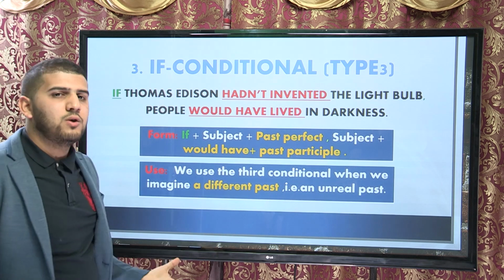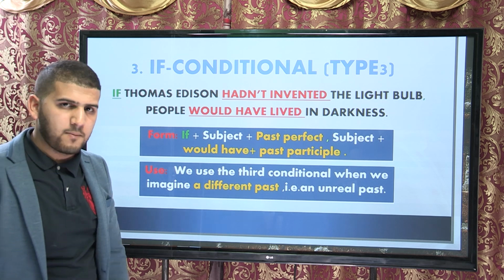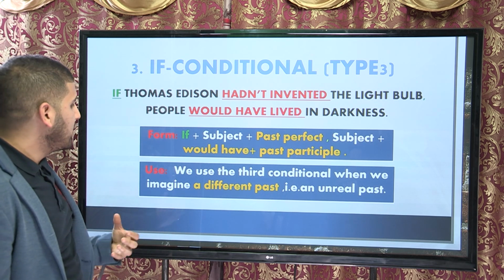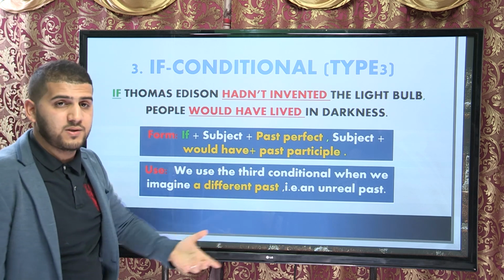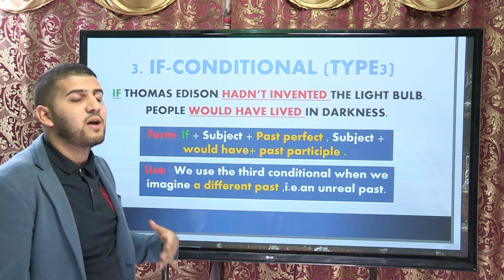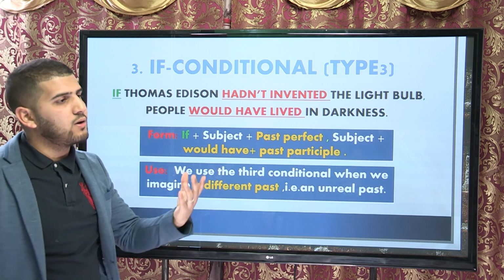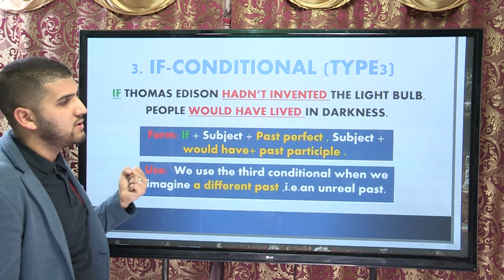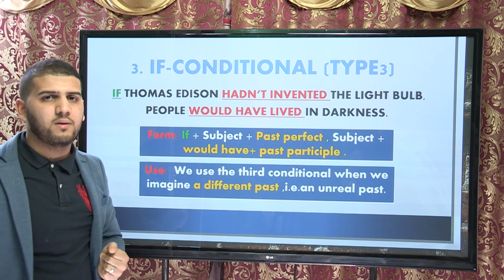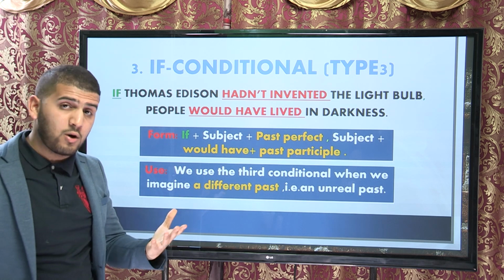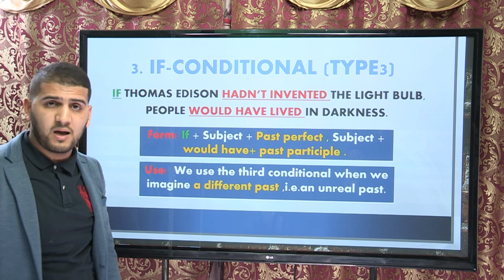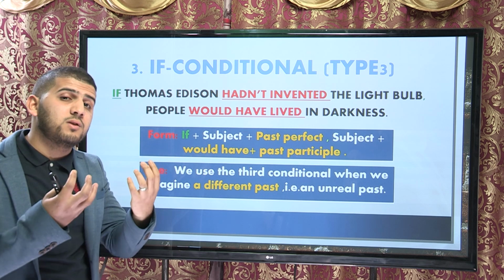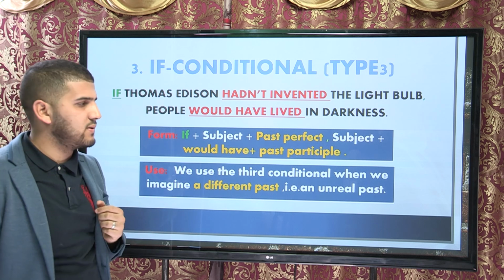Now, when do we use if conditional type 3? So we use if conditional type 3 when we imagine a different past, that is to say, an unreal past. We are just imagining what would have happened if Thomas Edison hadn't invented the light bulb. But did Thomas Edison invent the light bulb? Yes, he did. We are just imagining a different situation in the past.